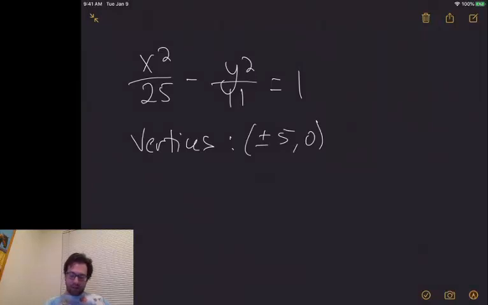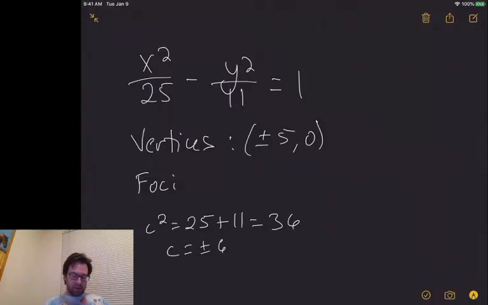For the foci, we're going to need to do a little bit of algebra. So we're going to start by saying that c squared equals a squared plus b squared. So just those values that are in the denominators of our fractions. That, of course, is 36 in this case. So c equals positive or negative 6. So our foci are at positive or negative 6, comma 0.